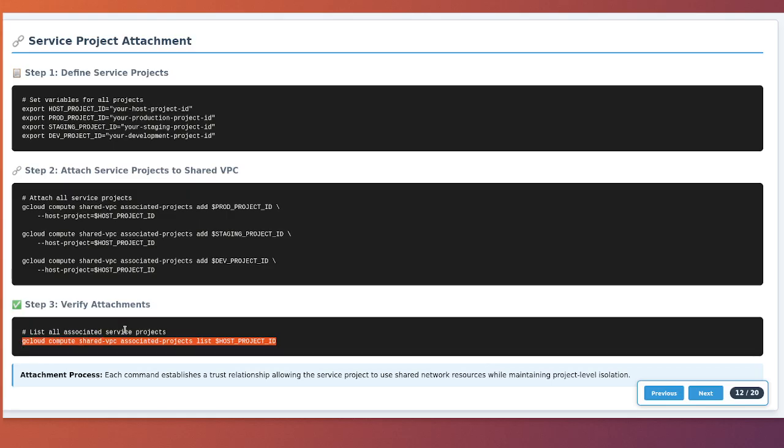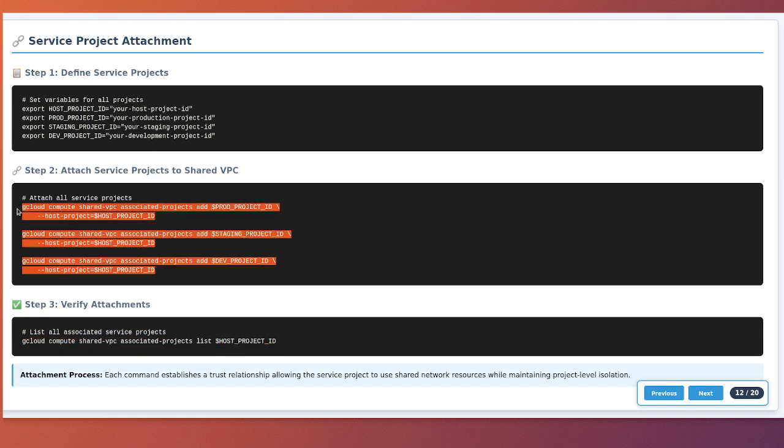We're setting up 3 service projects representing a typical enterprise scenario: production, staging, and development environments. Each will have different resource requirements and security policies. Always verify the attachment was successful before proceeding. Misconfigurations at this stage will cause problems when creating GKE clusters later.